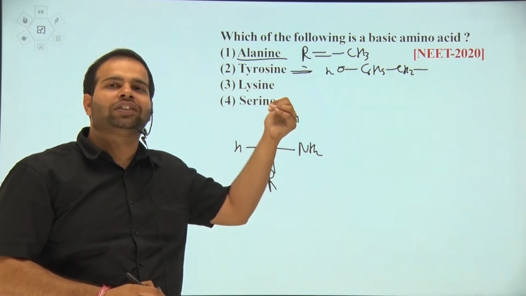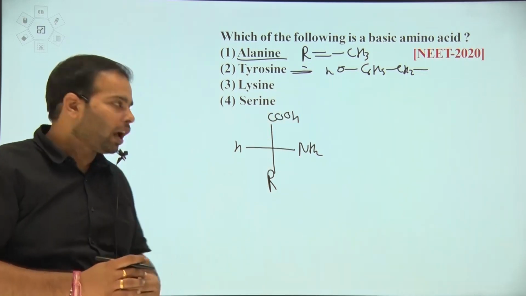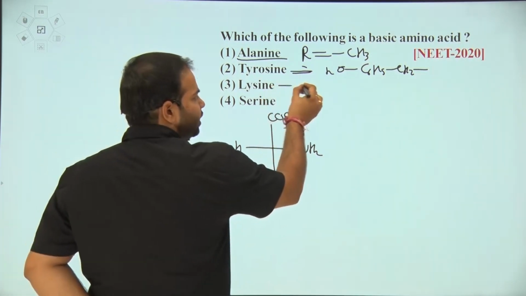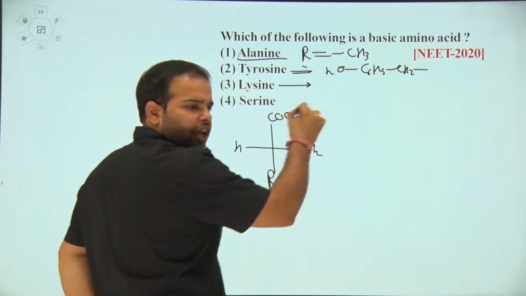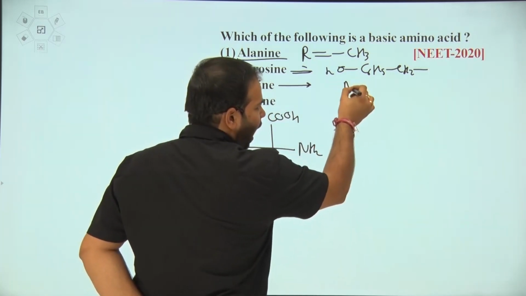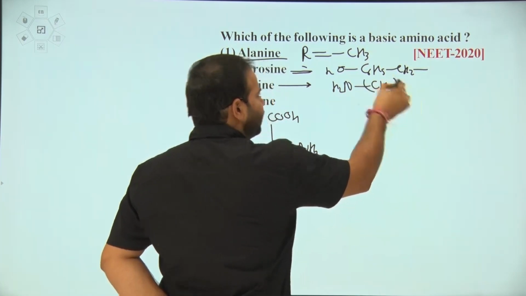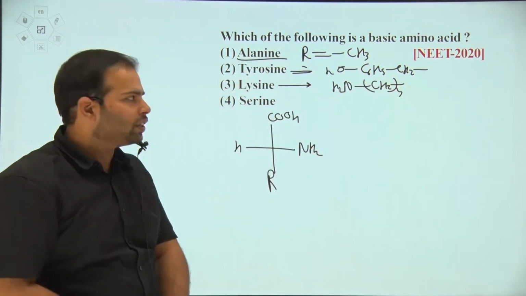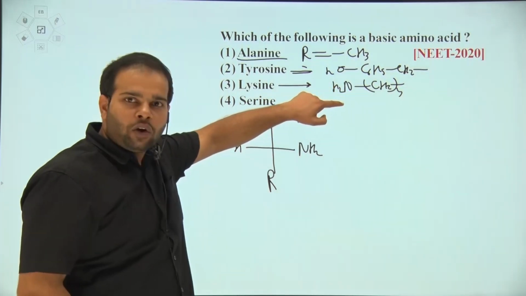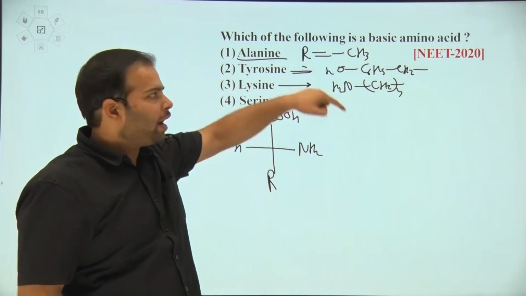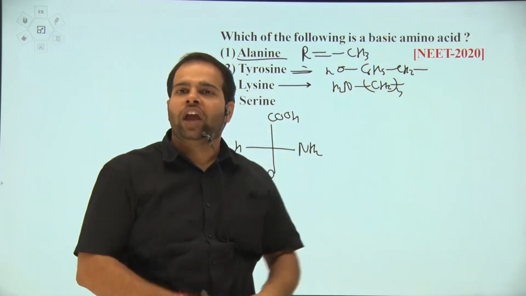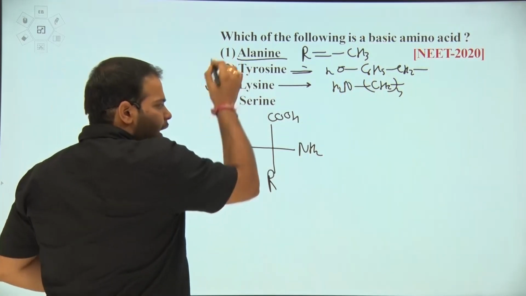That's why it is also not considered as a basic amino acid. Third one is lysine. Lysine is considered as, if R group is NH2 and CH2 four times, then it is known as lysine. Now in this case, this one is an amino group, that is a basic group. That's why it is known as basic amino acid, means answer will be third.